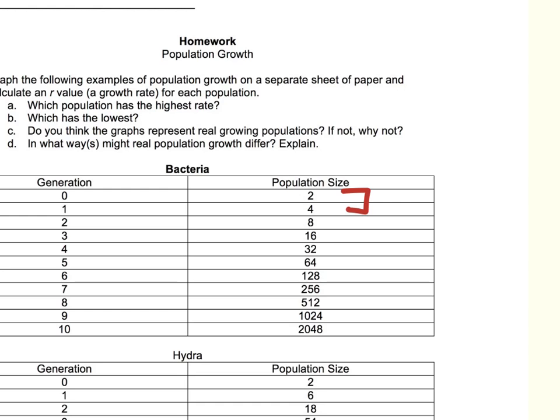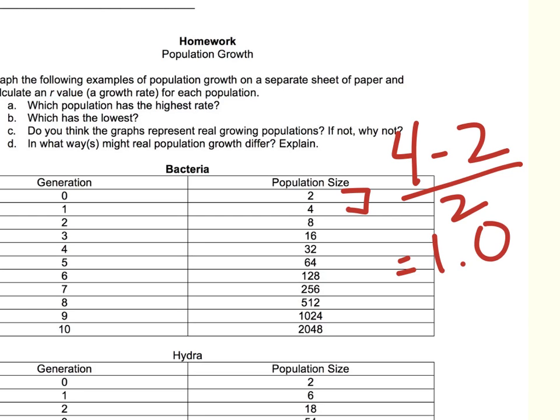And so just like in the lab, we're going to take generation 2 minus generation 1 and divide it by generation 1. Right, so 4 minus 2 over 2, so that equals 1.0. So the R for that one is 1.0.